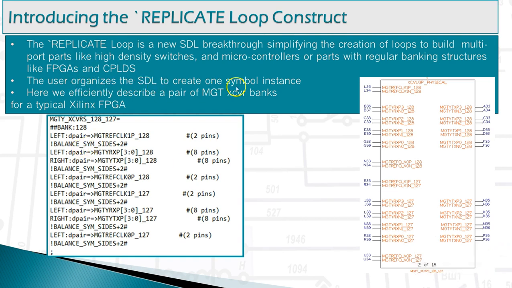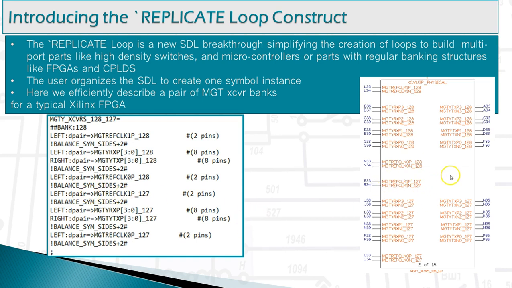The user organizes the STL to create one symbol instance. Here we efficiently describe a pair of MGT transceiver banks for a typical Xilinx FPGA. So we can see we create a symbol, MGT Xceivers 128 to 127, and PartBuilder will create that with that name. On the left we'll place diff pair MGT ref clock 128, which is right there. Then we'll put the diff pair bus MGT RXP 3 to 0 128, so that takes care of those. On the right, MGT TXP 3 to 0 128, we take care of those. On the left we put MGT clock 0 128.